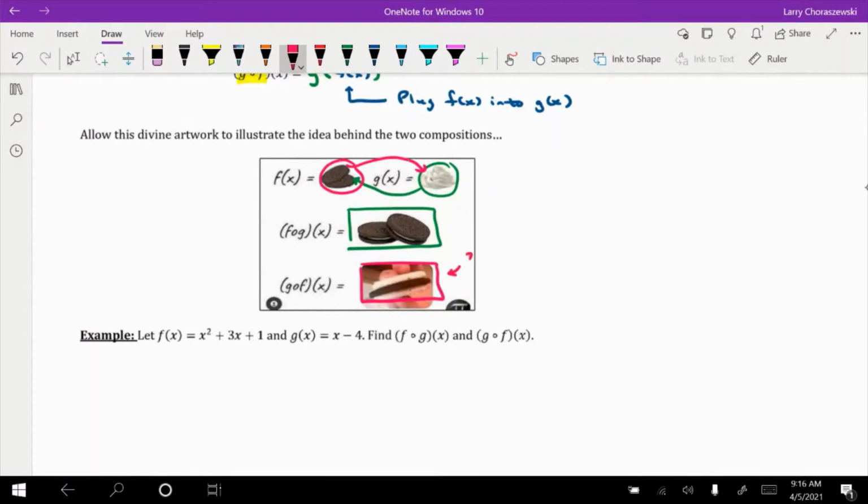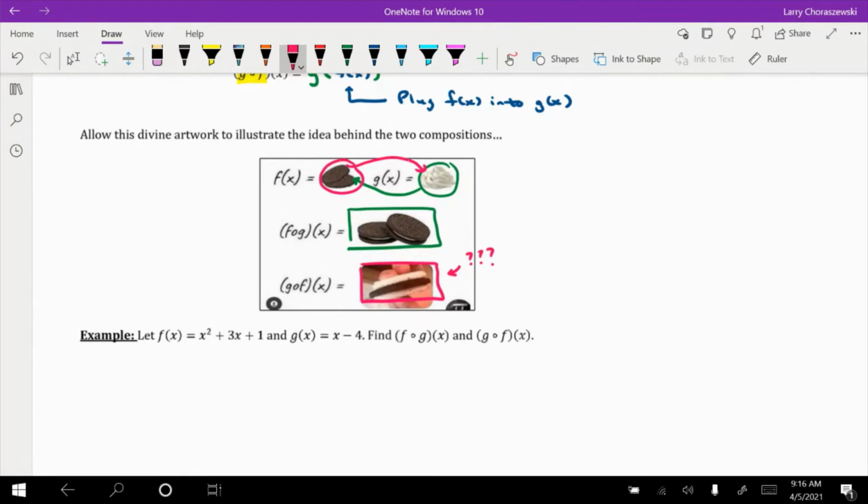Has anybody ever done that, by the way? Made an Oreo inverted? I haven't tried it yet. I'm wondering what it'd be like. I feel like the cleanup would be a little bit more involved for g of f of x than f of g of x.